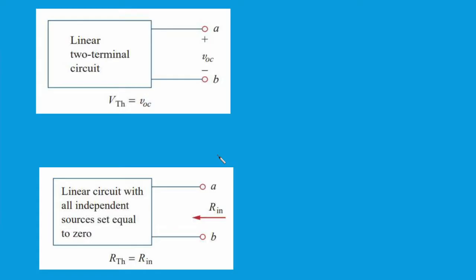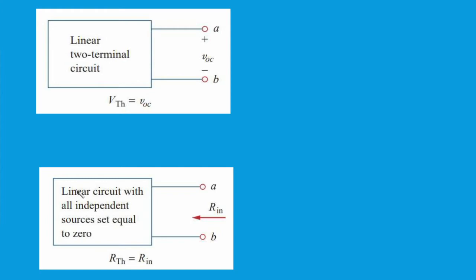Now you can see here. So how to find the voltage V Thevenin? V Thevenin has to be found by open circuiting the terminals where we want to find the Thevenin's equivalent. And then how to find R Thevenin? R Thevenin is again the resistance at these terminals.